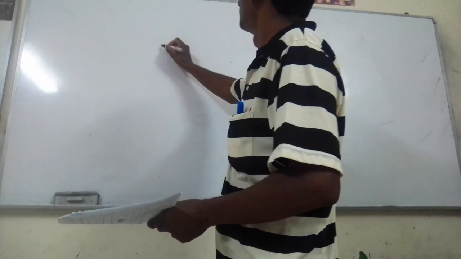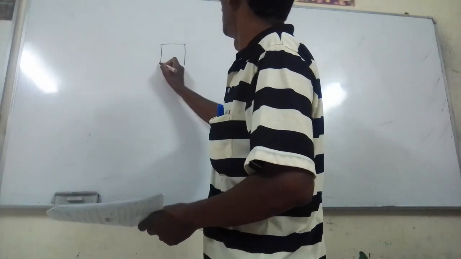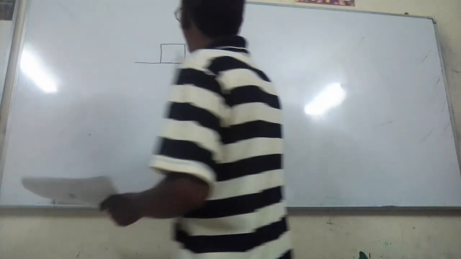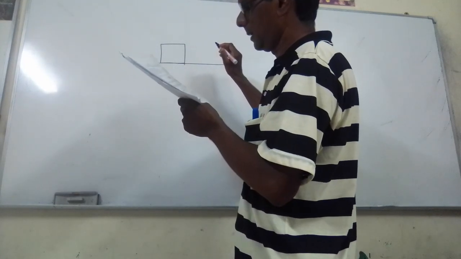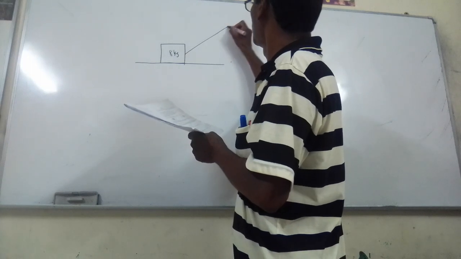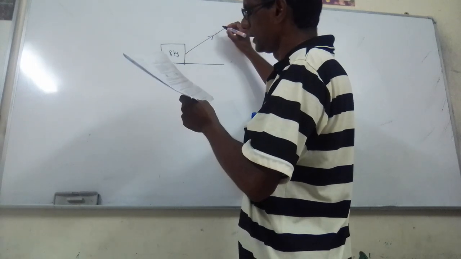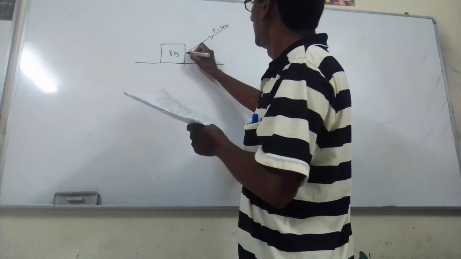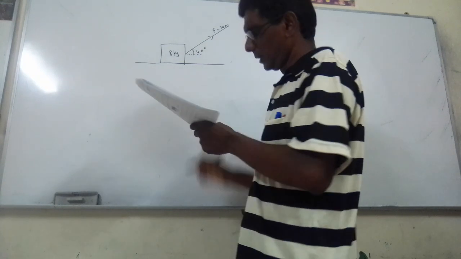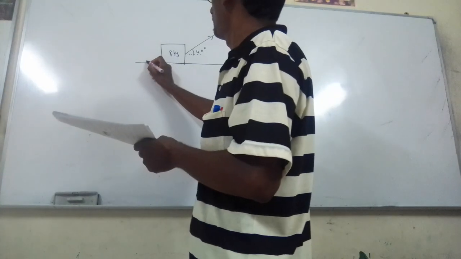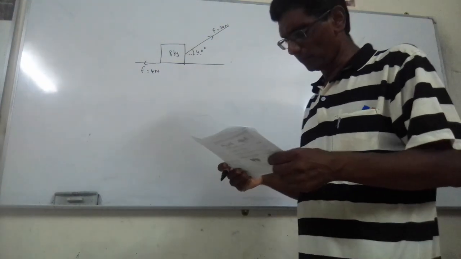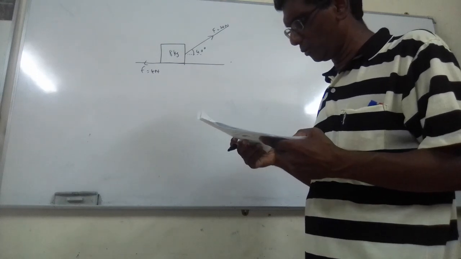This is the question. The mass of the object is 8 kg, and there's a force pulling with the force F equals 20 Newton, with an angle of 40 degrees. And there's a frictional force. The frictional force is 4 Newton. This is the question. Calculate the vertical component of the force.